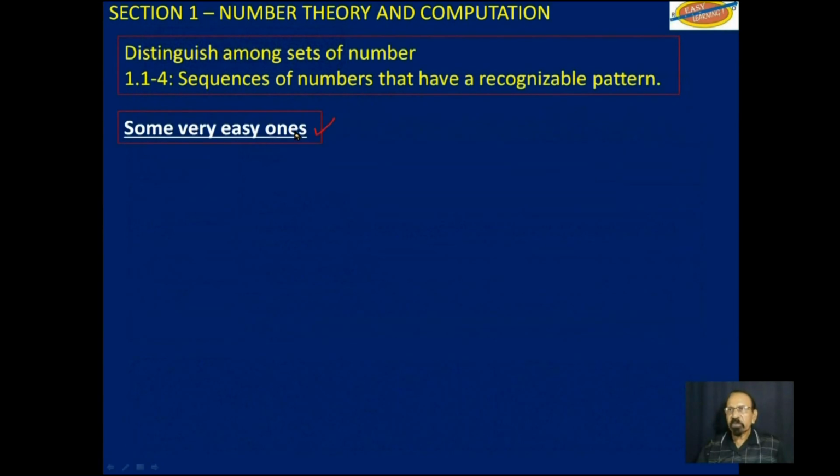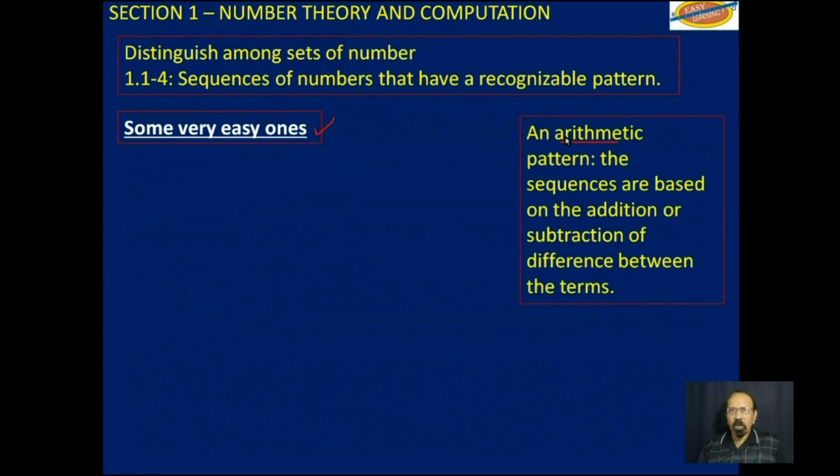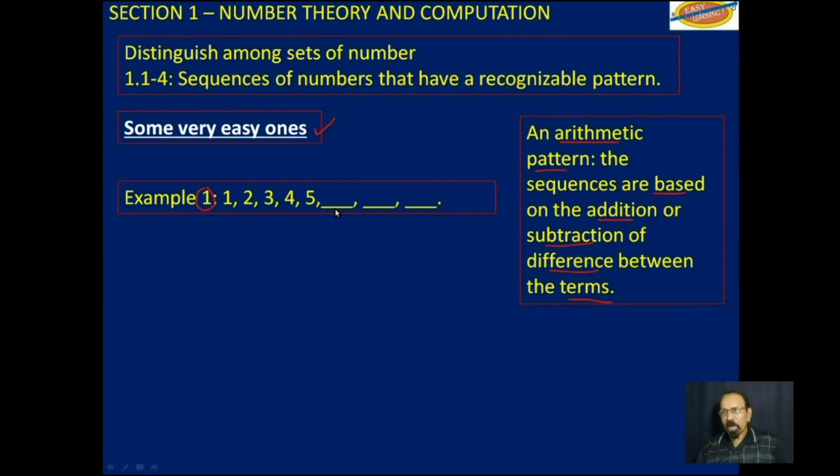Some very easy ones, and these are called arithmetic patterns. The sequences are based on addition or subtraction of a difference between terms. So if you look at this, example 1, 1, 2, 3, 4, 5, even a grade one child will tell you that the next 3 terms will be 6, 7, and 8. But they may not know why. It's just that they learn to count 1, 2, 3, 4, 5, 6, 7, 8, 9, 10.